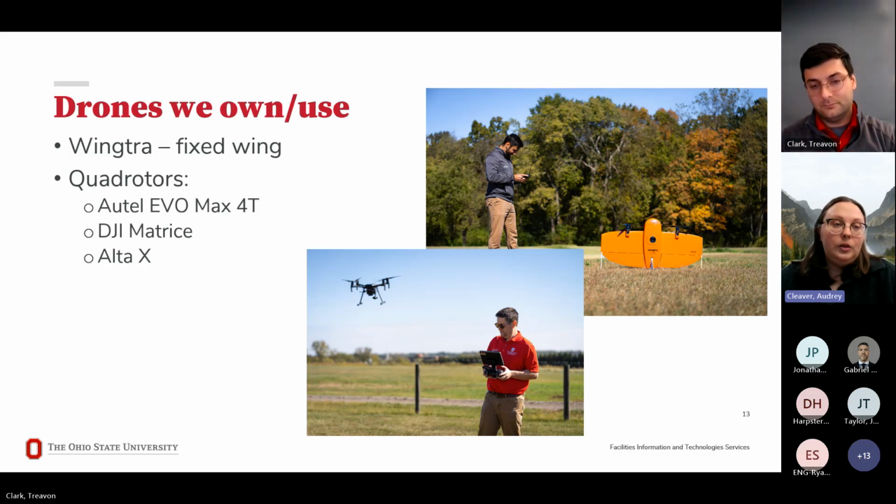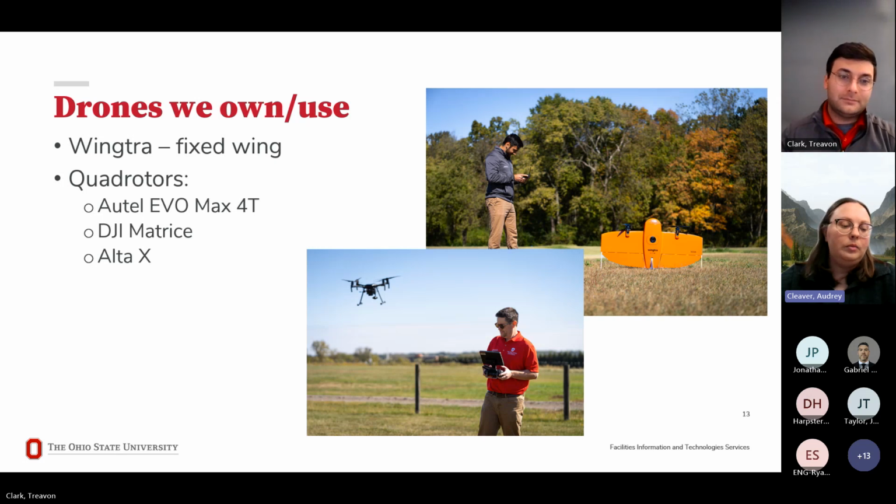And then we have 3 quad rotor drones that we have access to and use for any of our day-to-day flights, like construction inspections or marketing, or just a small area on campus that is kind of awkward to get to. The Wingtra requires a little bit of setup because it has a base station that it uses to collect really accurate coordinate or location data. The 2 quad rotors that we use the most are the Autel Evo Max 4T, which is just a really small drone, and the DJI Matrice, which is in the second picture that we have there.